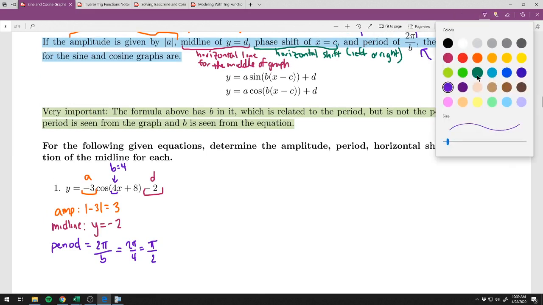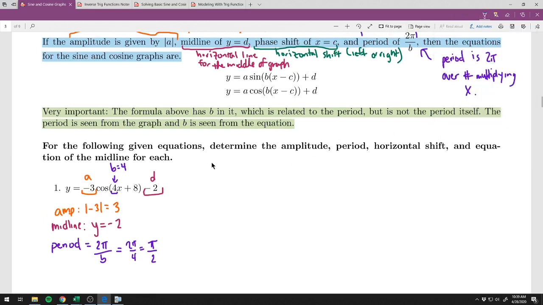And then the last thing, the horizontal or the phase shift, whichever one you want to call it by name, that's fine, just know that they're the same. Now, the way you get this, this is the foolproof way. There's a lot of ways you can figure out C from here. You can factor the 4 out and see what is left inside and then go from there. What I like to do is set the inside equal to 0 and solve. When you solve and get a number, that number is C.